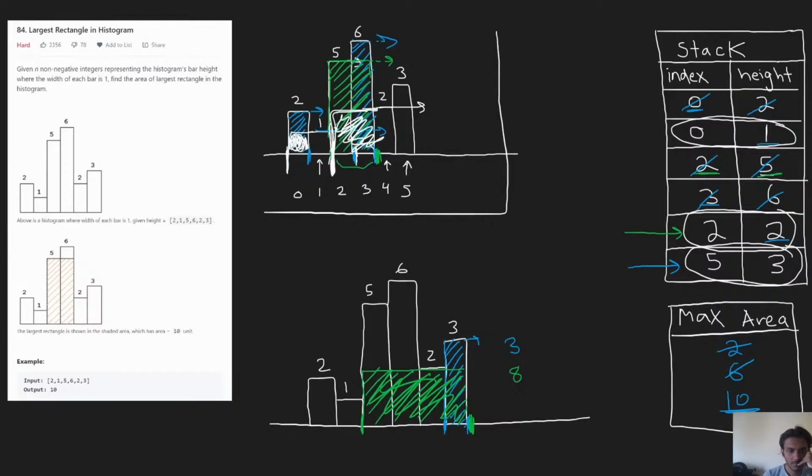The last element in our stack, index 0, height 1. That tells us it started all the way back here at index 0, and it extended all the way to the end of the histogram. So from 0 to the end is a width of 6. The height was 1, so that means the area it created was 6.